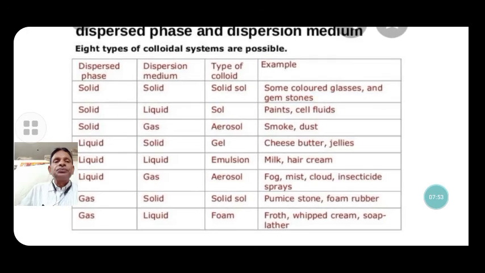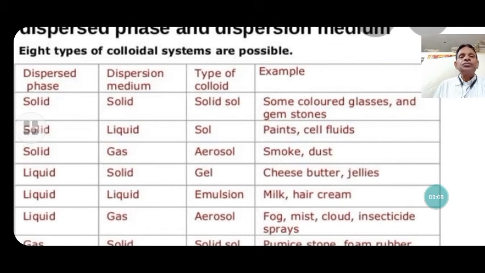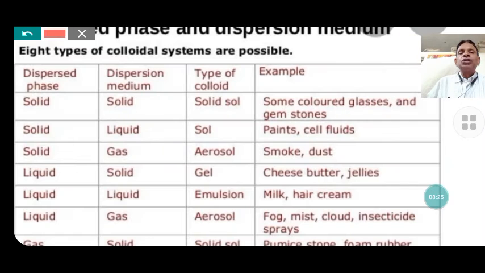Here is the classification on the basis of the physical state of the dispersed phase and the dispersing medium. The colloids are classified like that. Here the physical state of the dispersed phase is given, and here the dispersing medium. If the dispersed phase and dispersing medium both are solid, then the type of colloid is solid sol.